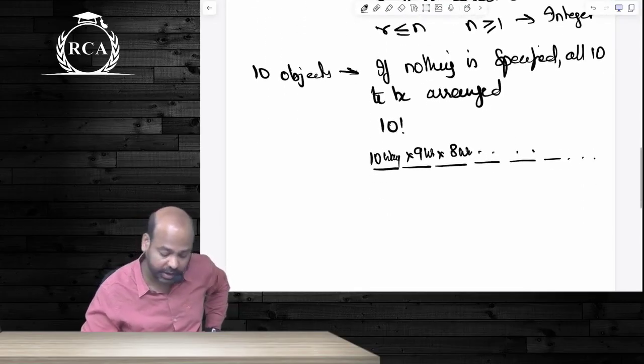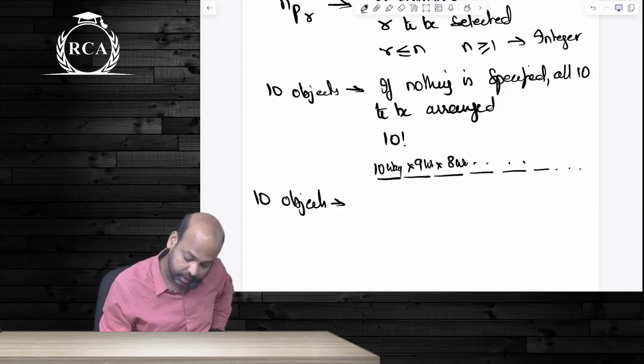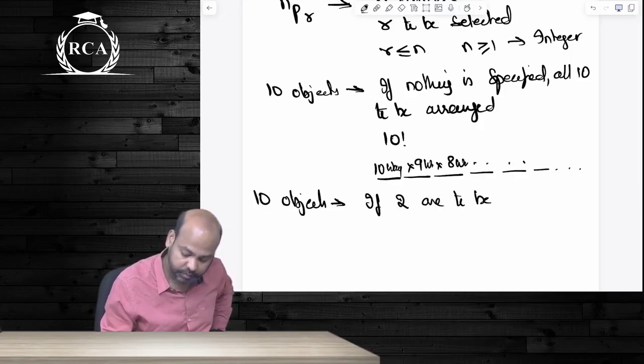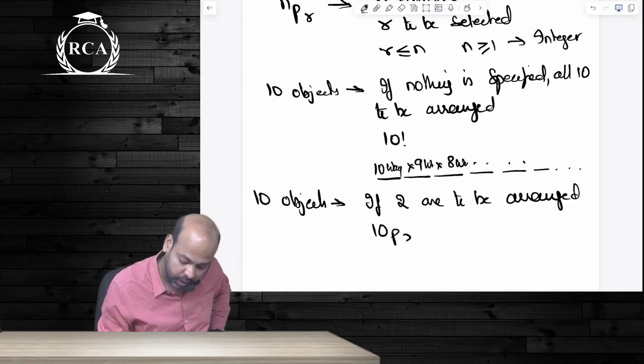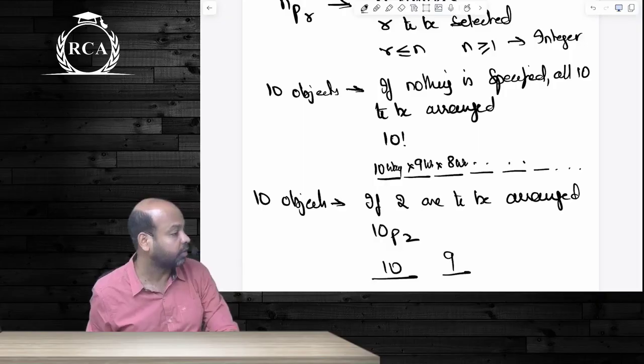That becomes 10 factorial. Out of 10 objects as such, guys, if 2 are to be selected and arranged, the answer, beta, will be equal to 10P2. First place can be filled up in 10 ways. Next place can be filled up in 9 ways.